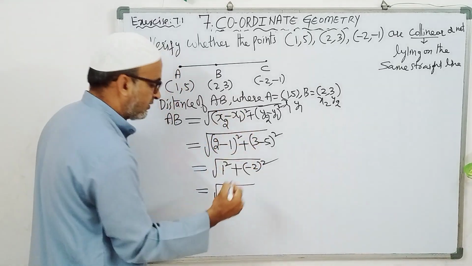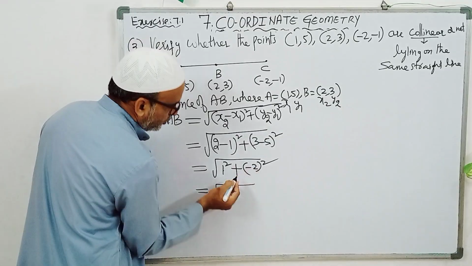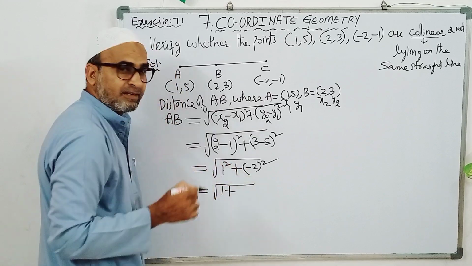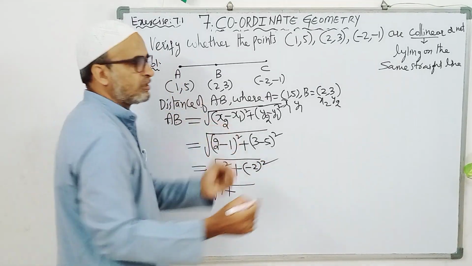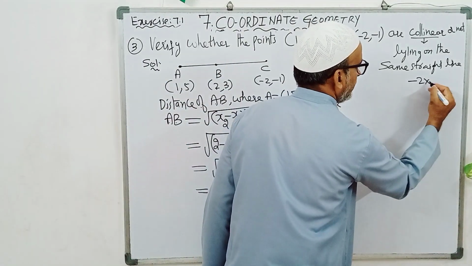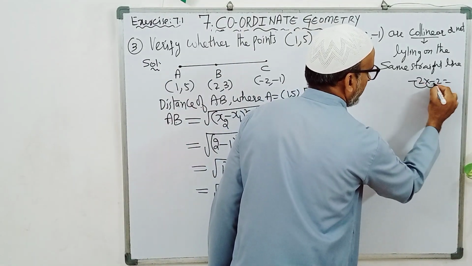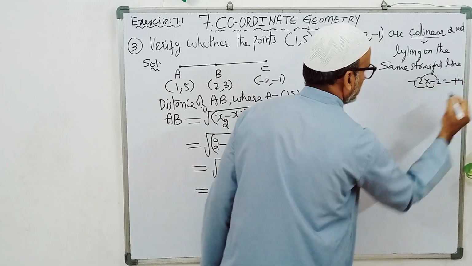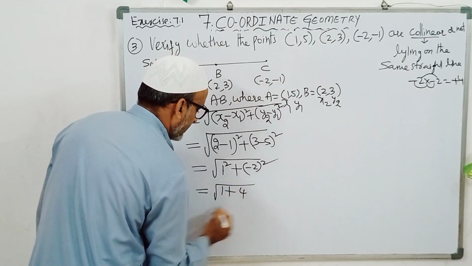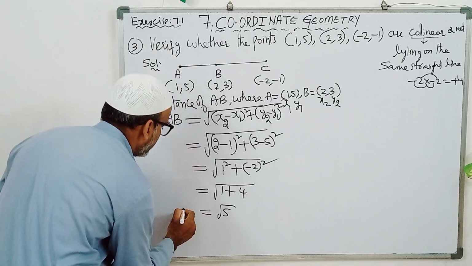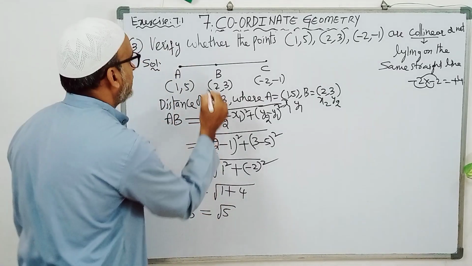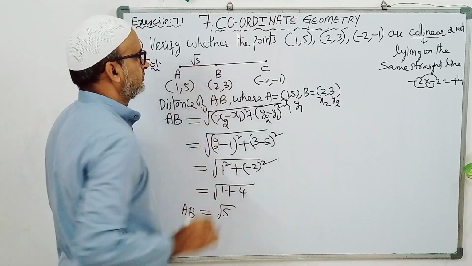1 into 1, 1 ones are 1, plus. You should not open the bracket as plus into minus like that. Why? Because here the whole square is there. Minus 2 into minus 2, minus into minus is plus, 2 2s are 4. So here 4, equal to square root of 1 plus 4, that is 5. This is the distance of AB. AB is equal to square root of 5 units.